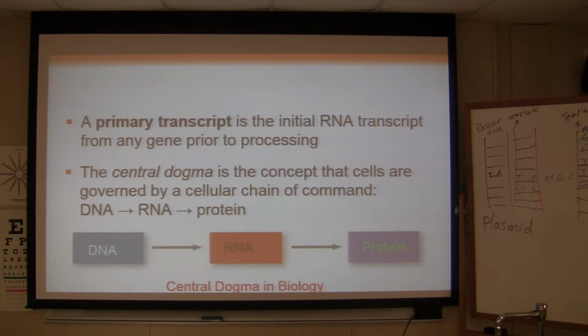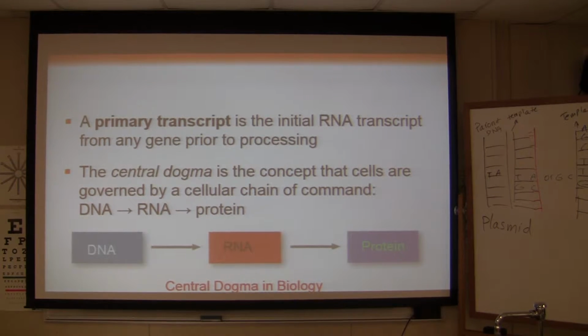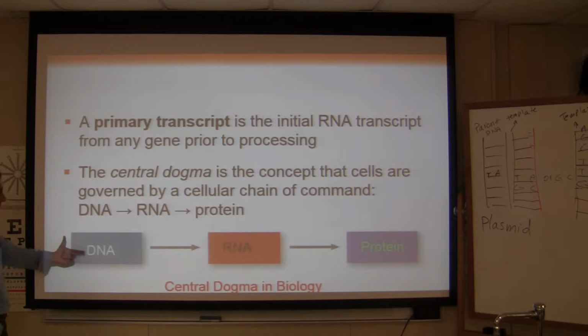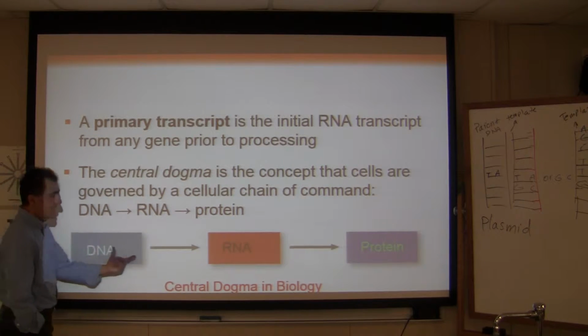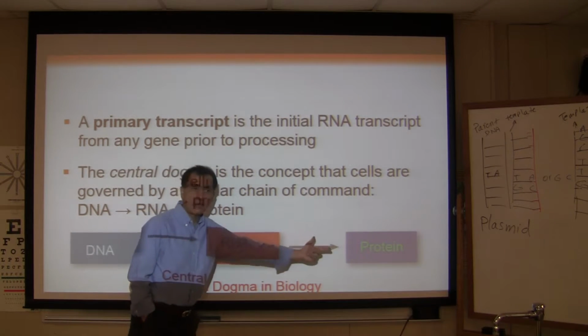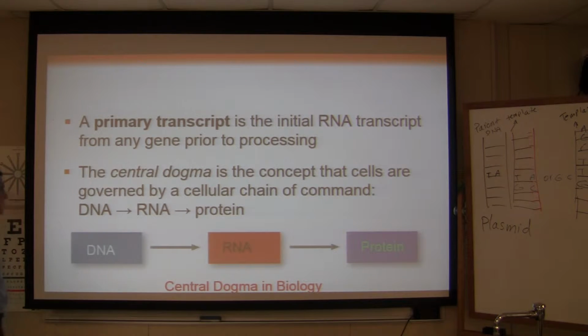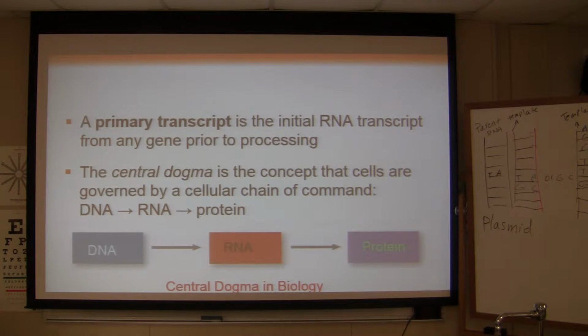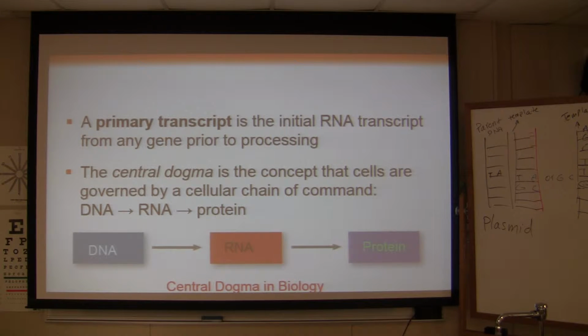A primary transcript is the initial RNA transcript from any gene prior to processing. And this is the central dogma in biology: DNA, RNA, protein molecules. The central dogma is the concept that cells are governed by a cellular chain of command.